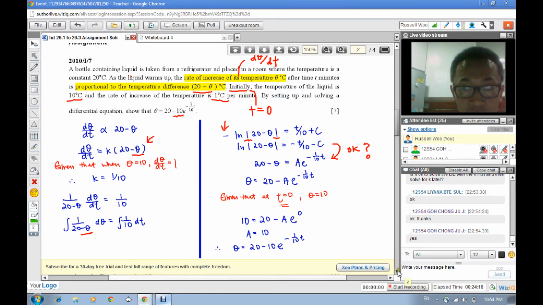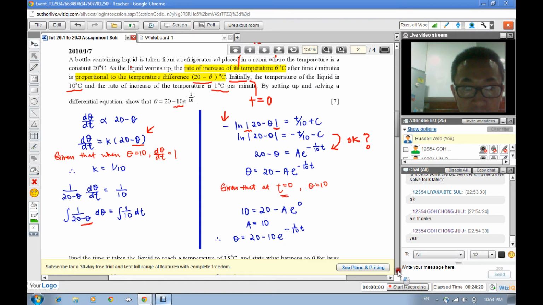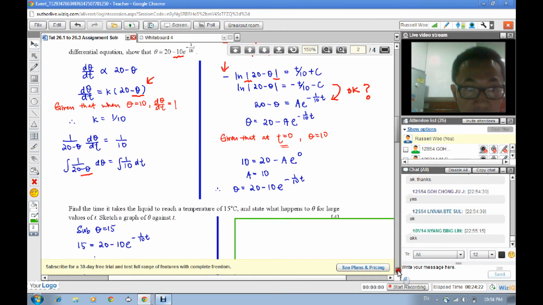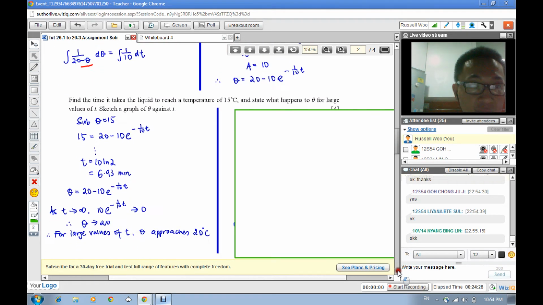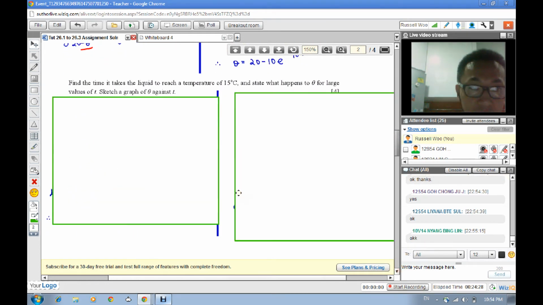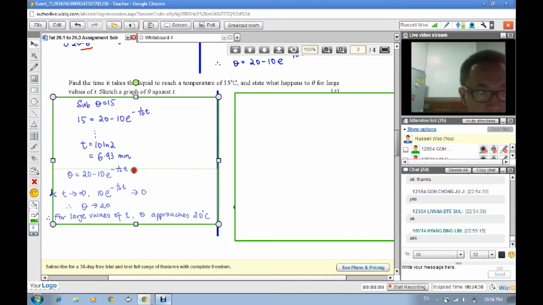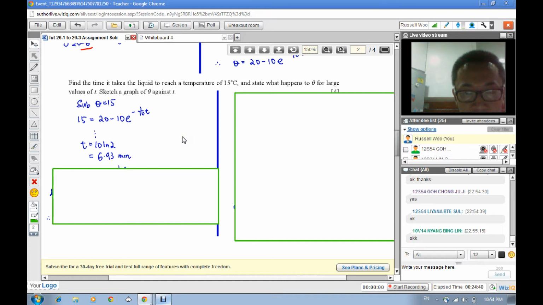If good, then we will move on to 26.3. Oh no, sorry, not yet. There's still the second part. Find the time the liquid takes to reach a temperature of 15 and state what happens to theta for large values of t. I think the first part, how to find the time taken, is actually quite easy, just substitution. I don't intend to go through, I just intend to check the answer: 6.93 minutes, 10 ln 2, or 6.93.